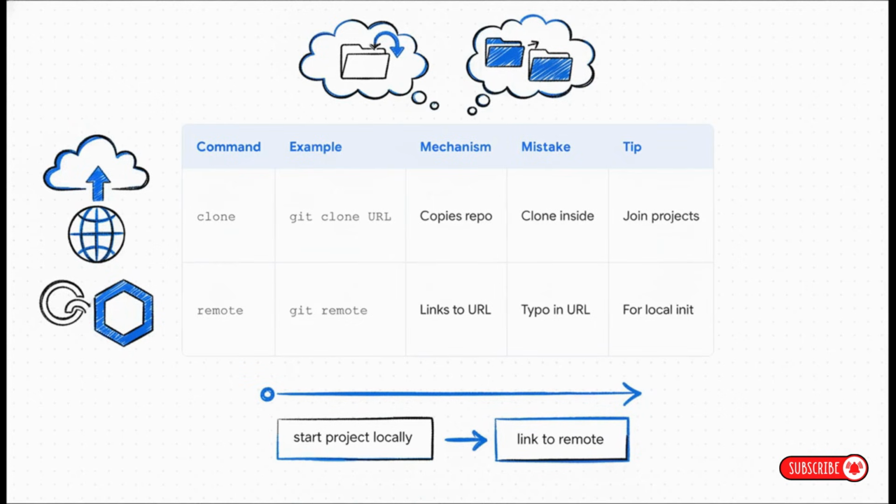But if you started the project locally yourself, like we did with our init command earlier, you have to use git remote. Running git remote add origin, followed by your URL, links your local configuration to that remote server. Beginners misspell that origin URL all the time, so double-check it. This step is absolutely crucial if you initialize locally first.